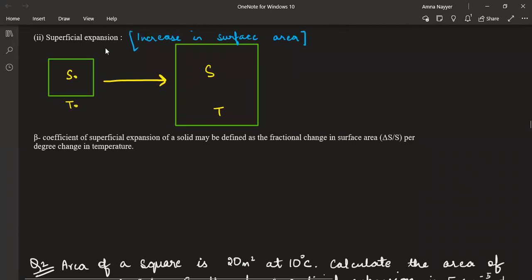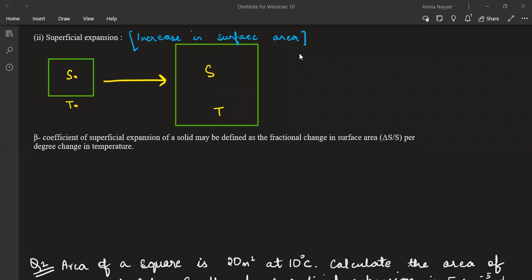C class. Similarly, you have superficial expansion. In superficial expansion, same things will be there, except for the fact that this is an increase in the surface area. When the length increases, the increment is in one direction, that is in one dimension, the length, we say it is linear expansion. If area increases, that is a two-dimensional increment, we call it superficial expansion.